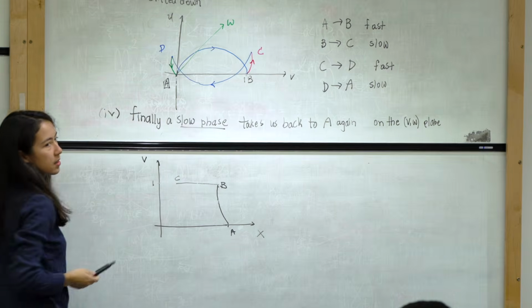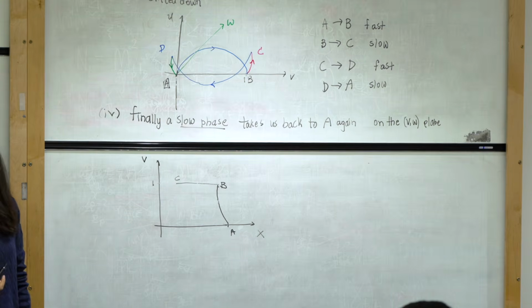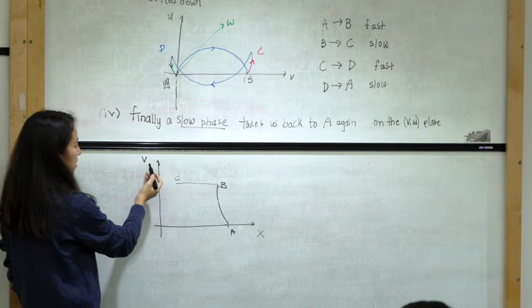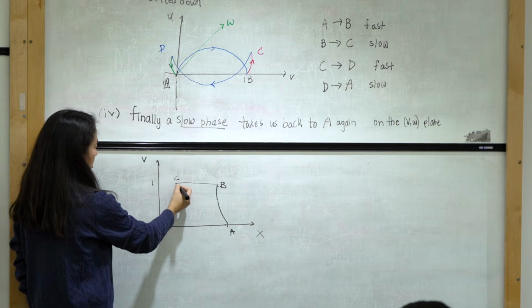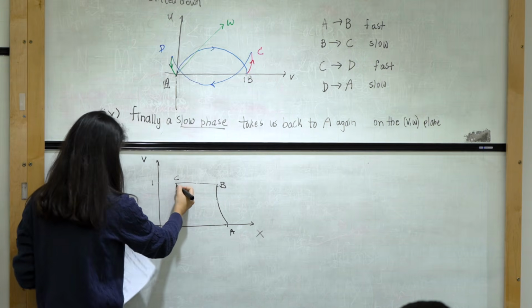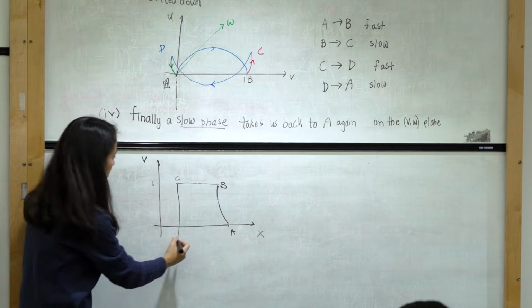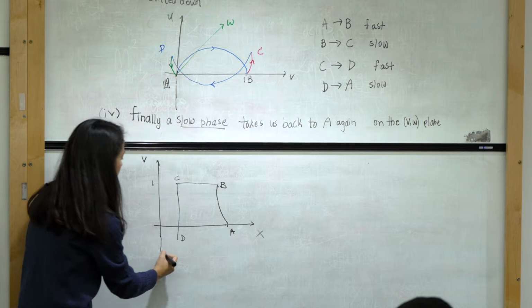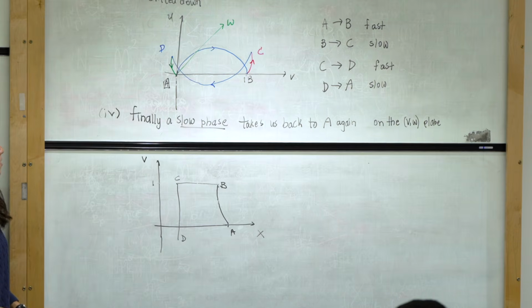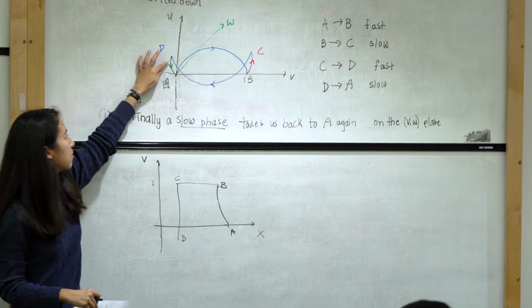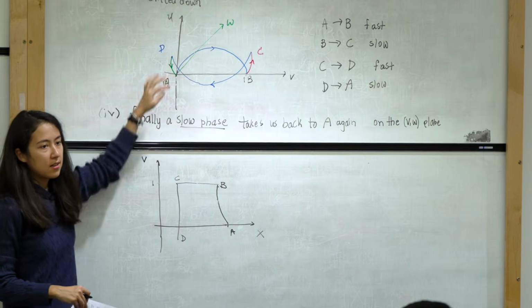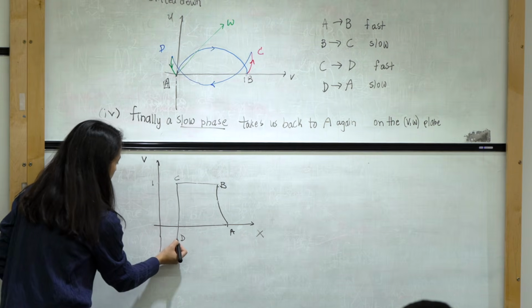Now from C, I go to D. What is the V there? It's some negative number, right? So if I draw this in the Vx direction, it's going to be a fast phase that takes me to some negative value of V. So this is D now. And how do I draw the last point? From D, I go back to A. What is V there? 0, exactly. So I have to just come back.